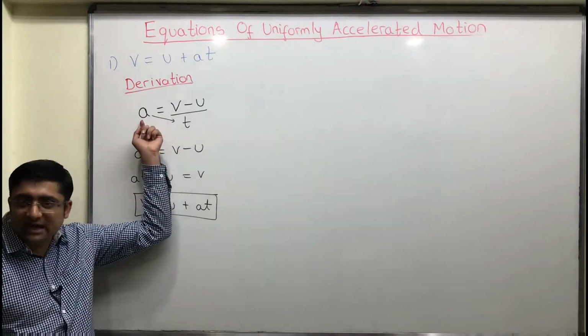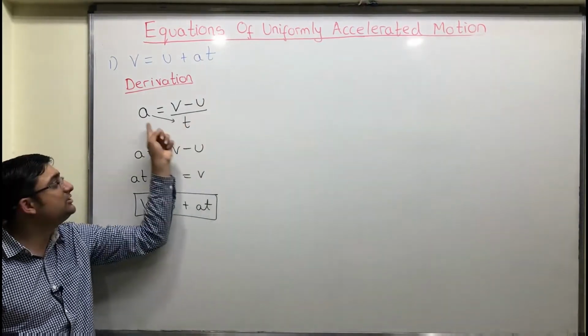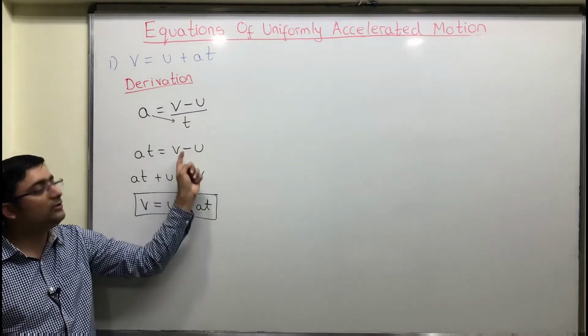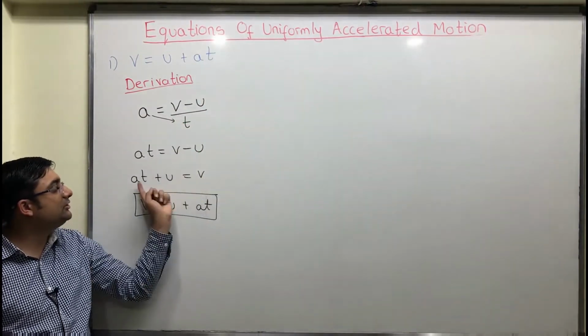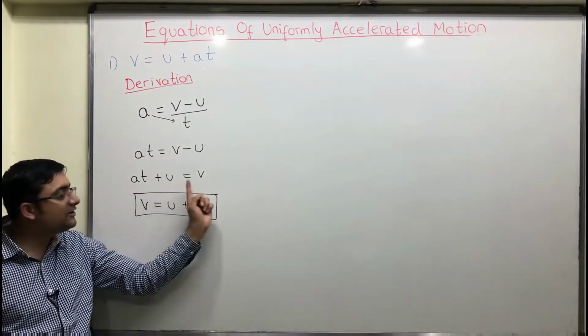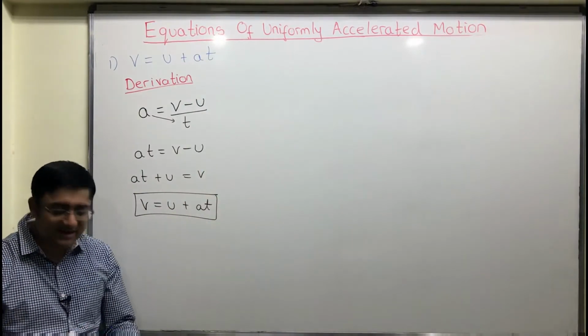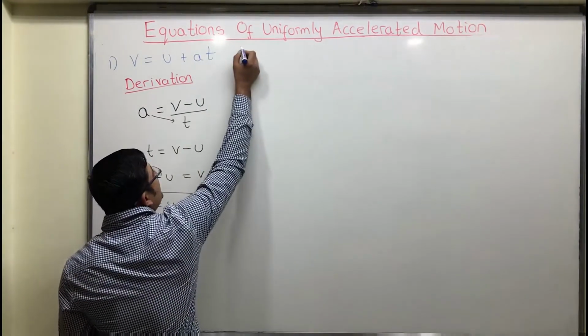I repeat, we start with the acceleration formula, v minus u by t, just cross multiply. So at is equal to v minus u, take u over there. So at plus u is v, write it the other way around. So v is equal to u plus at. As simple as that. So I hope the first equation is clear.